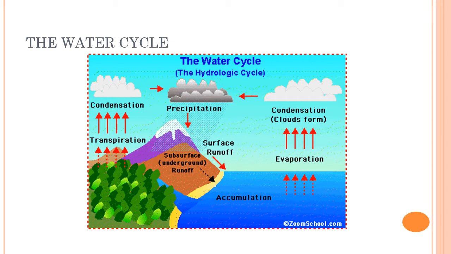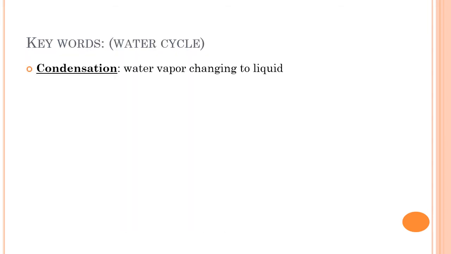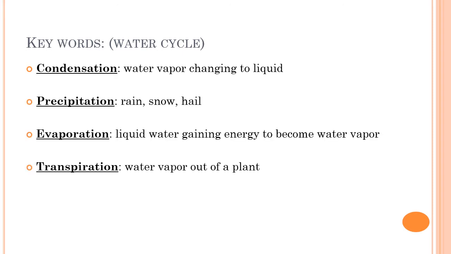Quite a simple cycle. As we're going through the water cycle, these key terms, condensation, precipitation, evaporation, transpiration, all need to be known quite well, and you should be able to draw out a water cycle using these appropriate terms, no problem.